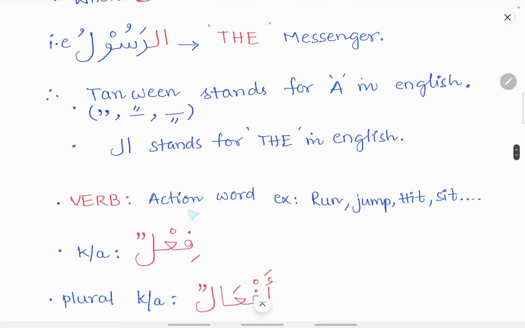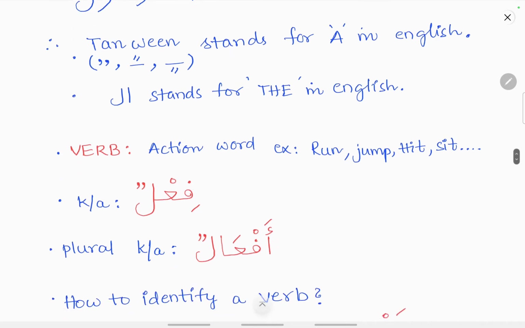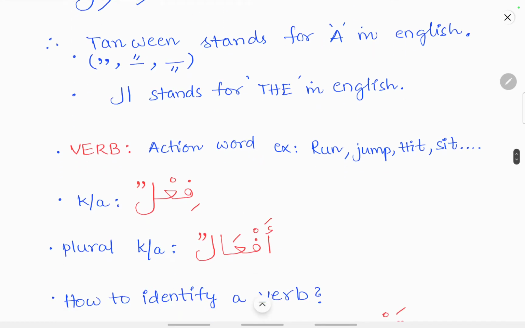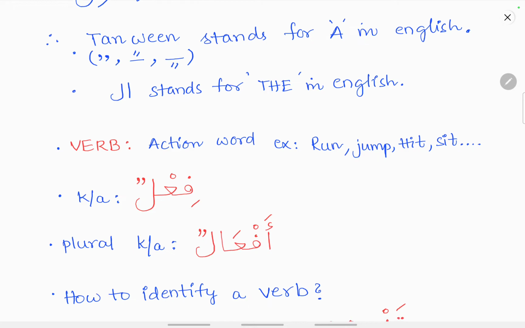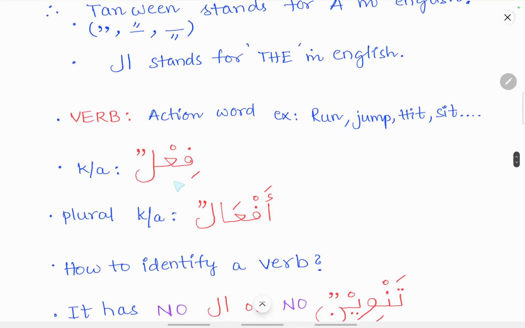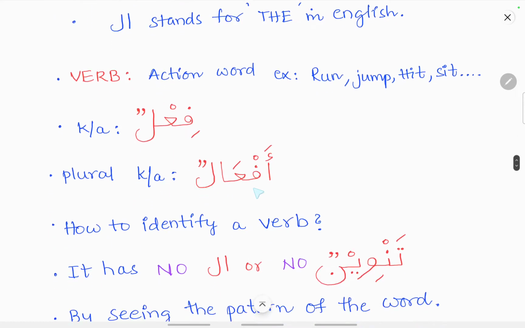So verbs. What are verbs? Verbs are action words. Example, run, jump, hit, sit. All these words are action words. Action words in Arabic are known as fi'lun. The plural of fi'lun is af'alun.